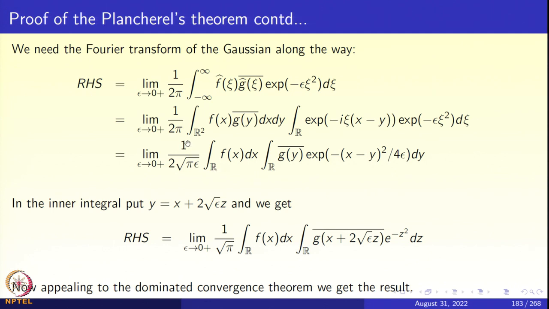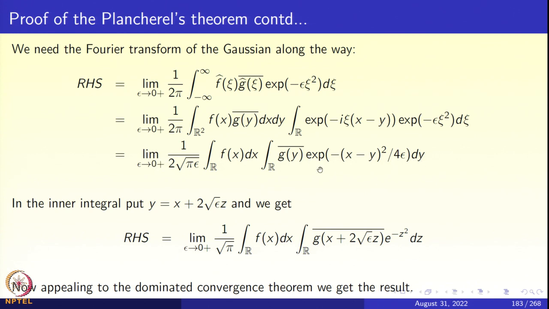And there will be a root pi by root epsilon, one root pi cancels out, and you get 1 upon 2 root pi epsilon times this. Now the usual change of variables, x minus y equal to root 4 epsilon z. This simplifies to e to the power minus z squared. dy will be 2 root epsilon dz, and the 2 root epsilon cancels out. A root pi remains in the denominator. And I will get e to the power minus z squared dz.